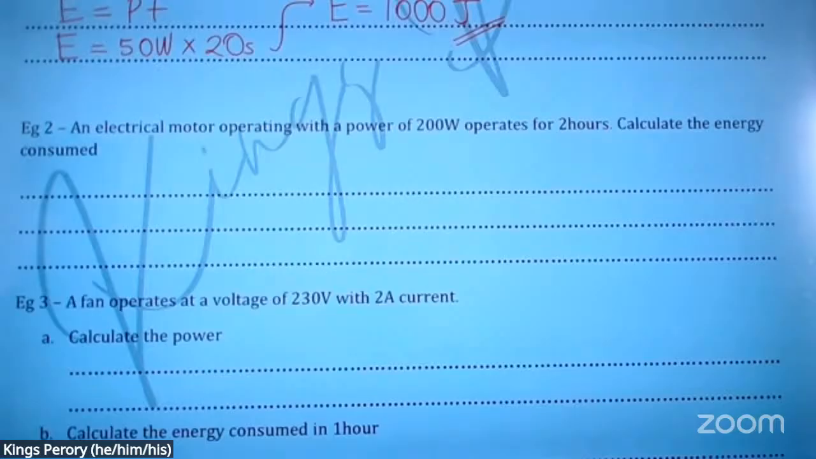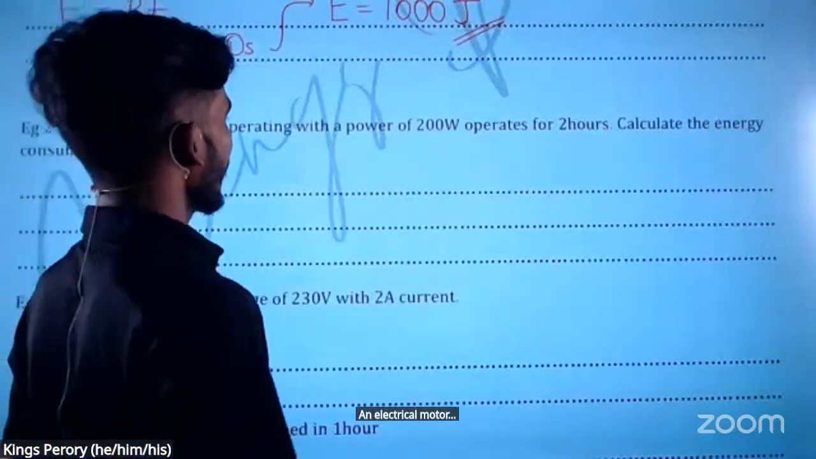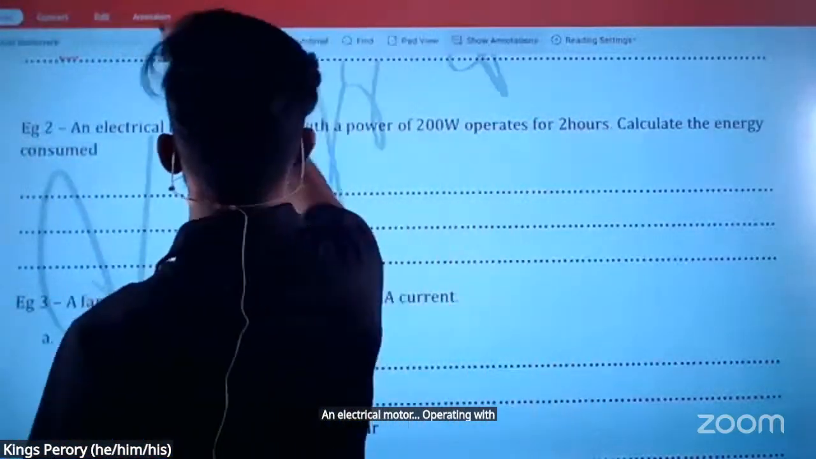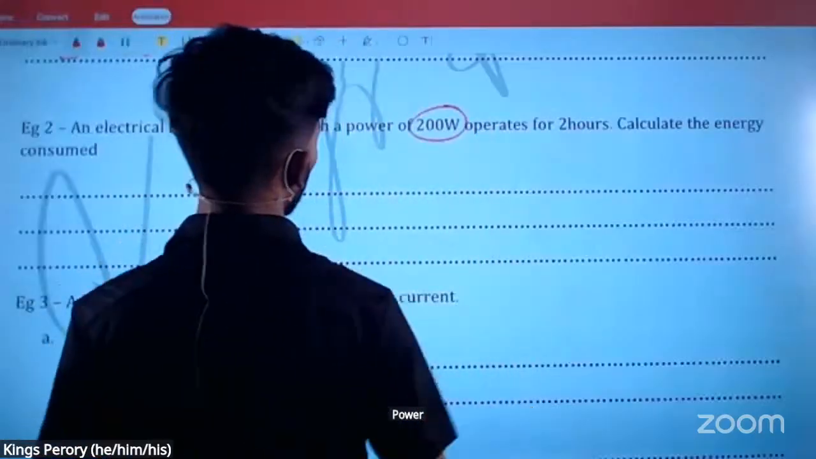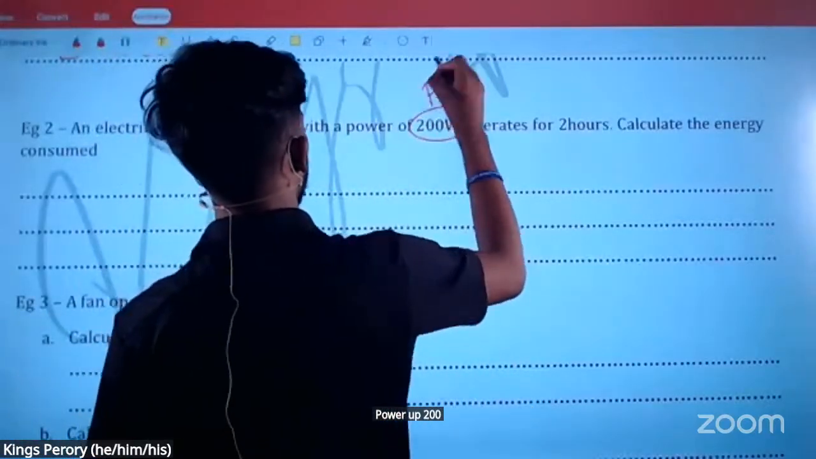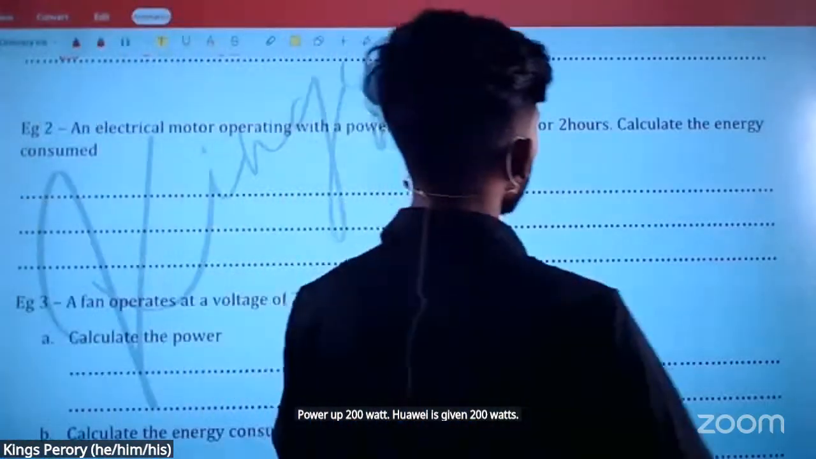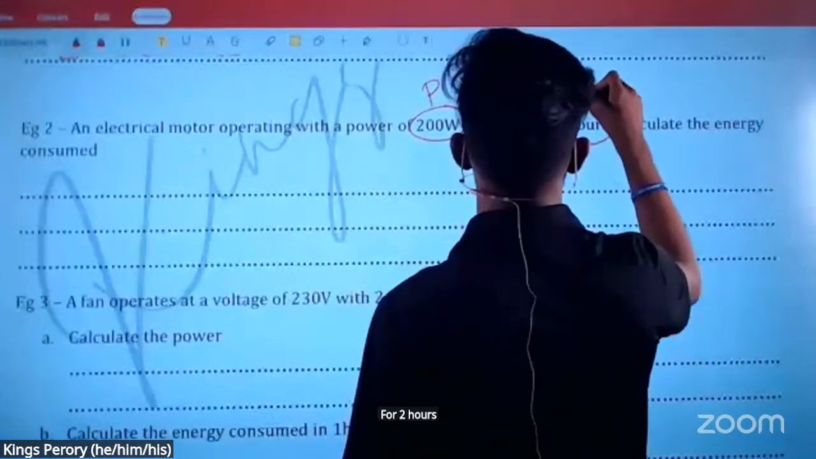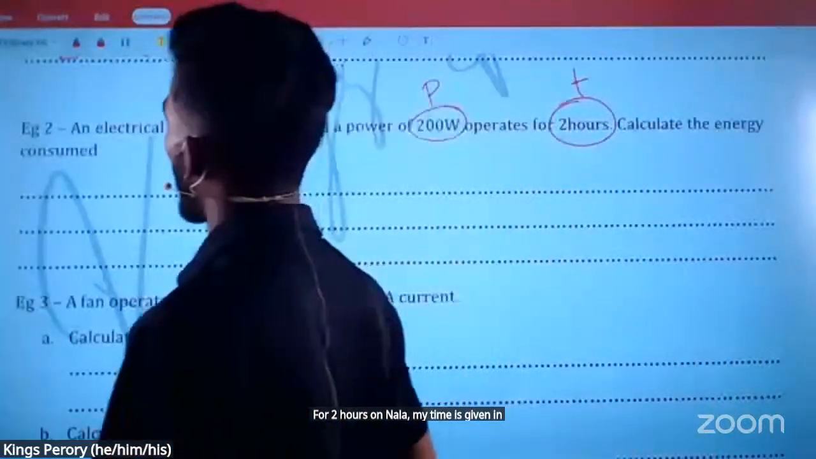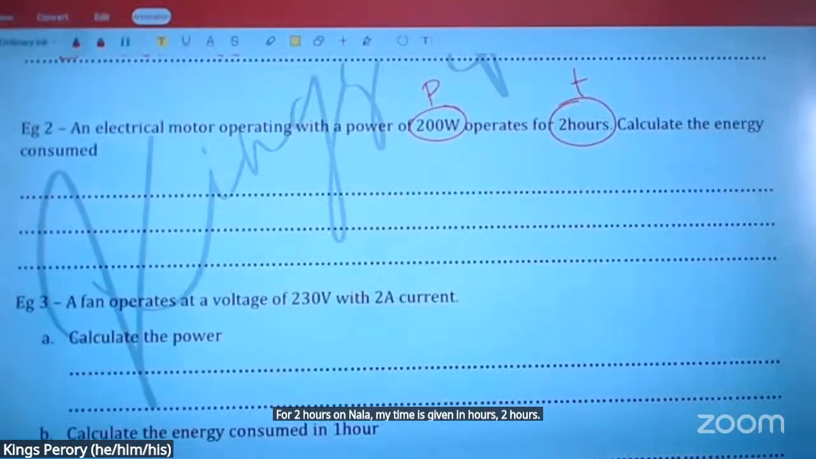An electrical motor operating with a power of 200 watt. Power is given, 200 watt, for 2 hours. Our time is given in hours, 2 hours. How to convert hours to seconds?